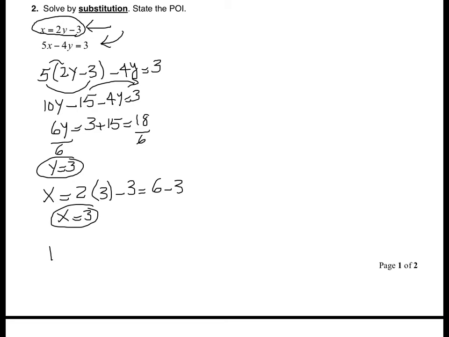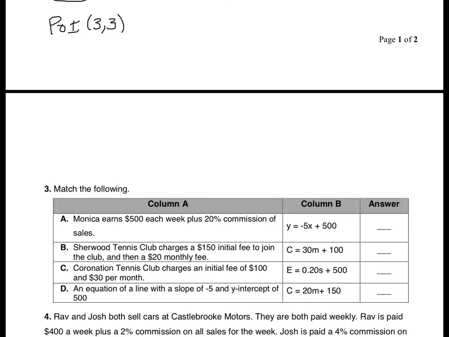So I can say that POI is 3, 3. Problem number 3 is asking you to find the expression for each of these word problems. The first one says Monica earns $500 each week plus 20% commission.